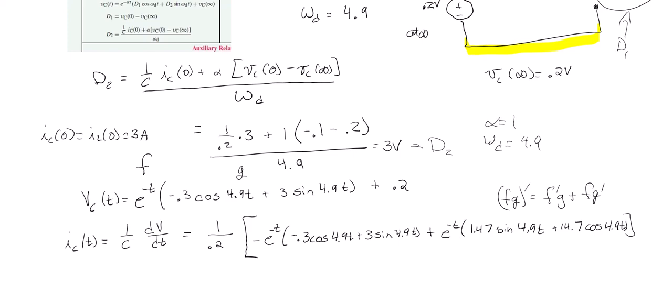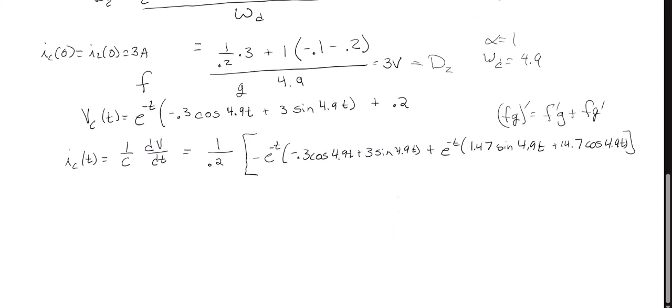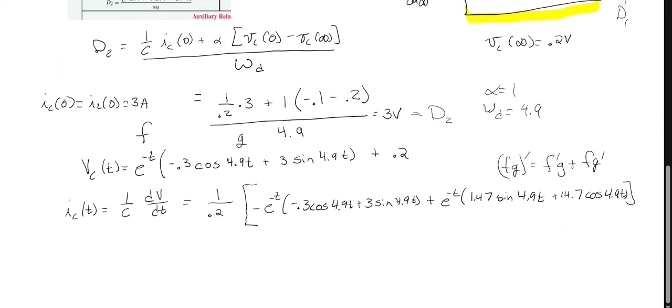I have a question. Yeah. So could you repeat the part about IL of t is not from, or IC of t is not from 0, it's from 0 minus, or something? Yes. Okay. So let me do one last thing and then I'll get to that.